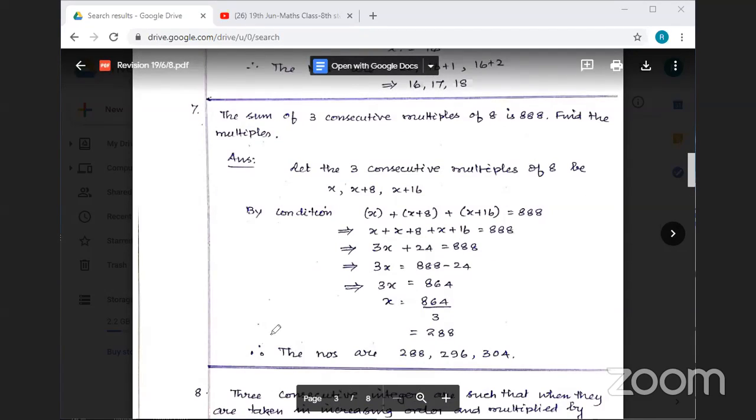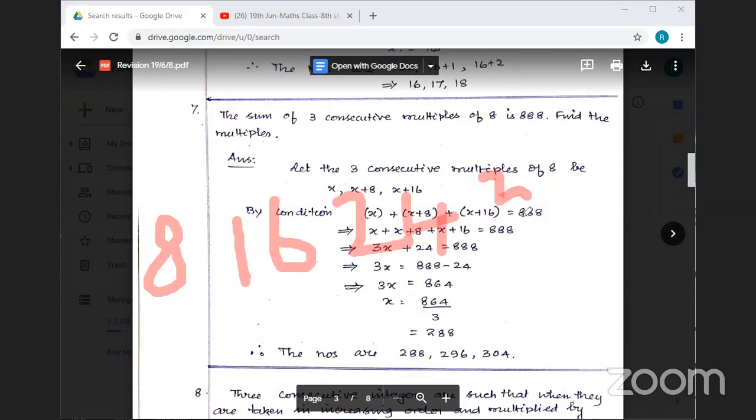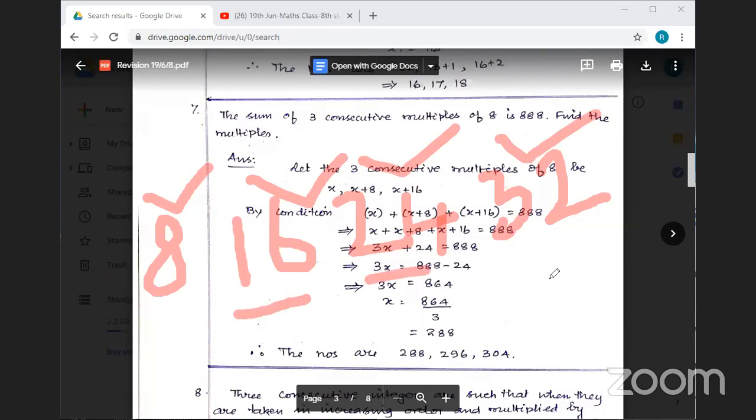The sum of 3 consecutive multiples of 8. What is meant by multiples of 8? The multiples are 8. What is the next multiple of 8? 2 8s are 16, 3 8s are 24, 4 8s are 32. They are called multiples of 8. Now 3 consecutive numbers like this: 16, 24, 32. They are 3 consecutive multiples of 8.